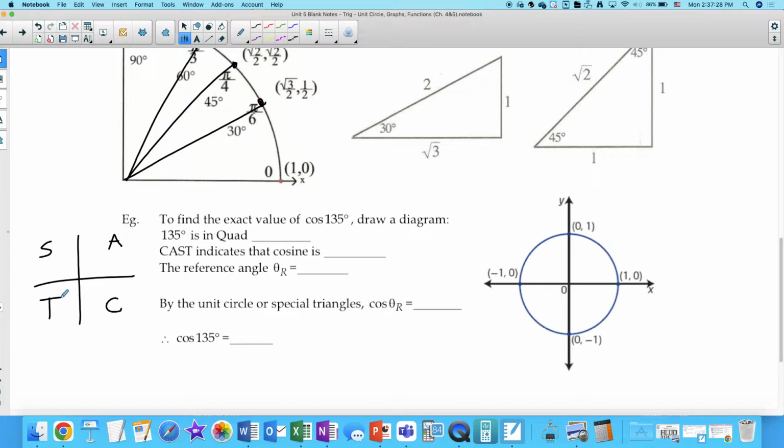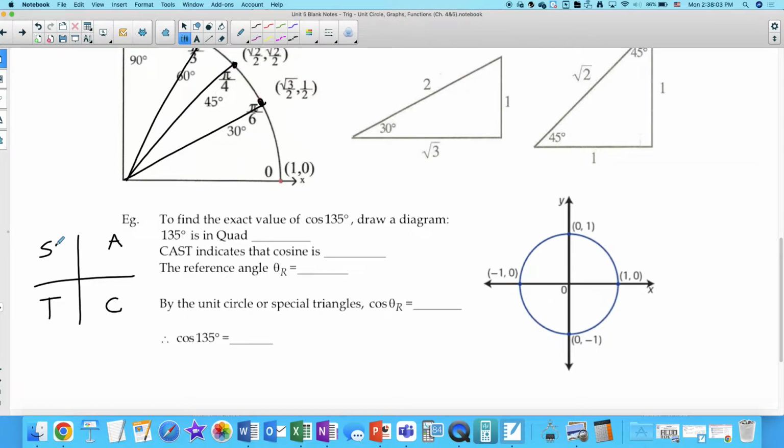By the way, the reason why cosine is positive here is because remember cosine is the x-coordinate. X is positive in these two quadrants. The reason why sine is positive here and here is because sine is the y-coordinate. Y is positive in these two quadrants. And then the reason why tan is positive here is because they're both negative, and it's y over x. So negative over negative is positive. So that's kind of how it works.